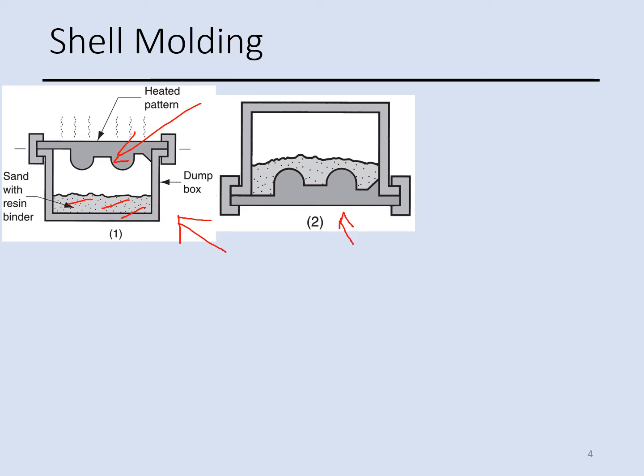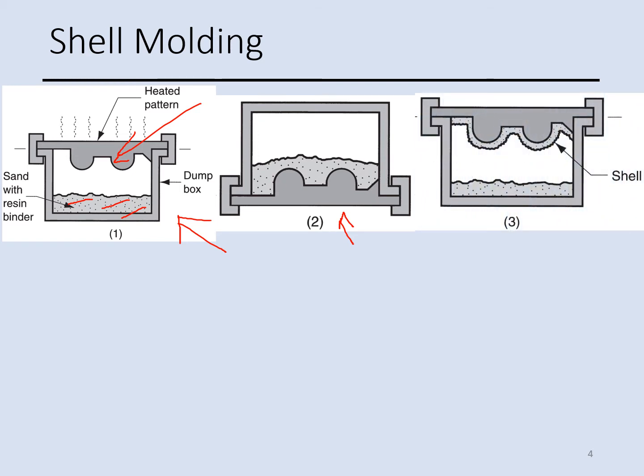It's inverted so that the sand and resin fall onto the hot pattern, and this causes a layer of mixture to cure on the surface of the metal pattern. So the mixture is partially cured. It's not ready yet. In the next step, the box is repositioned, so the uncured particles will drop, as you see in picture 3.